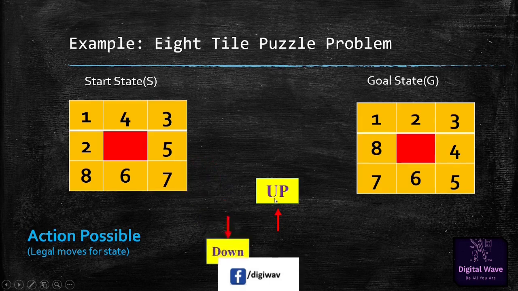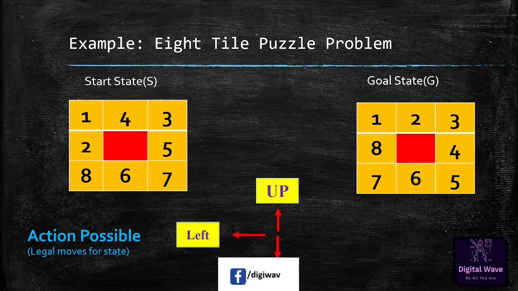If I want to perform this down action, then I have to exchange this place with the 6, or if I want to go for the left, then I have to replace the value of the blank area with 2, and if I go to the right, then I have to exchange the value of this blank area with 5. Okay, so these are the possible actions, or we can say legal moves for the state.